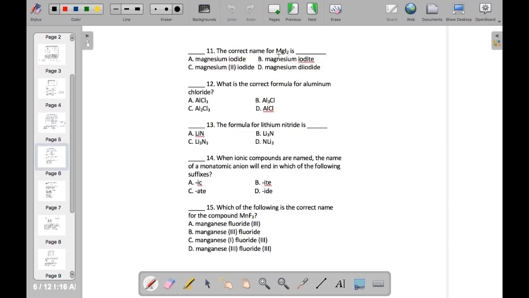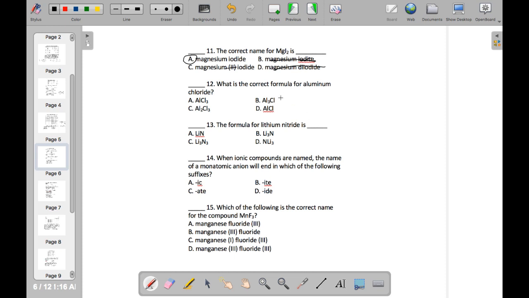The correct name for MgI2. Well, Mg, if we went to the periodic table, is magnesium. And this is iodine or iodide. So, let's go check this out. Magnesium is in group 2, so magnesium doesn't need a Roman numeral ever. We just cross this out. That can't be the right answer. And also we know the second anion has to be "-ide". Can't be "-ite". So let's just cross that out. And this makes no sense, so the correct answer is going to be A.